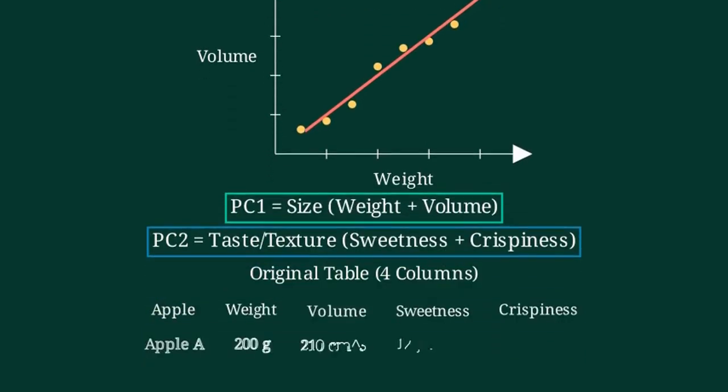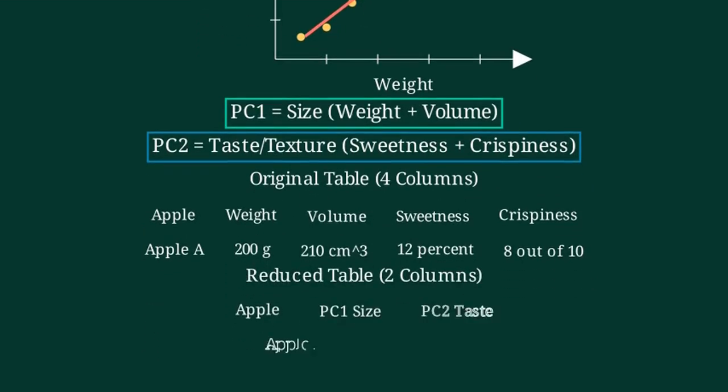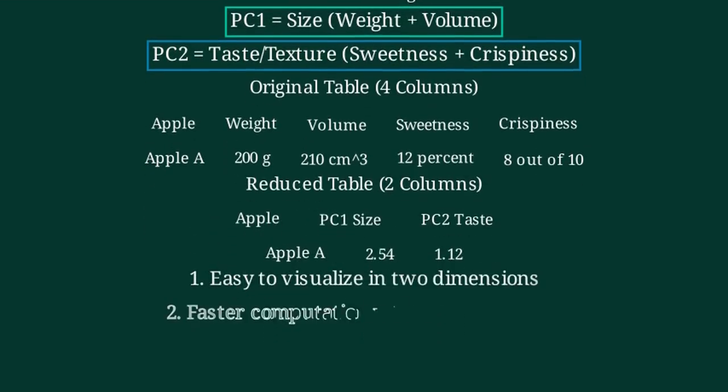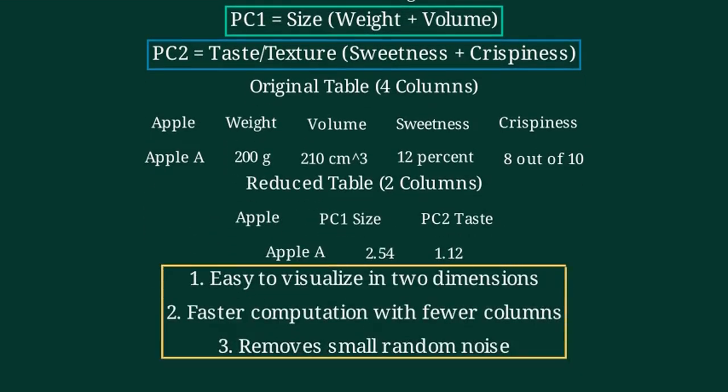Now, we simplify the data. Instead of 4 columns, we keep only 2 principal components. After PCA, we store just 2 numbers. Now, the apple is represented by size and taste. Why is this useful? We can visualize 2 dimensions, speed up computation, and reduce noise by ignoring tiny details.